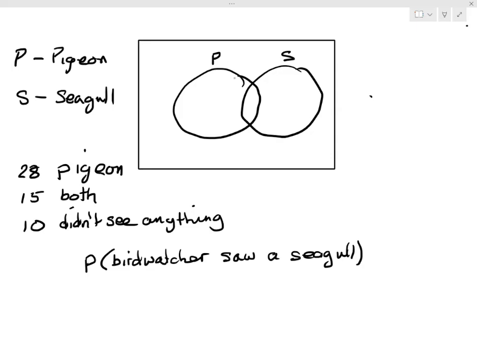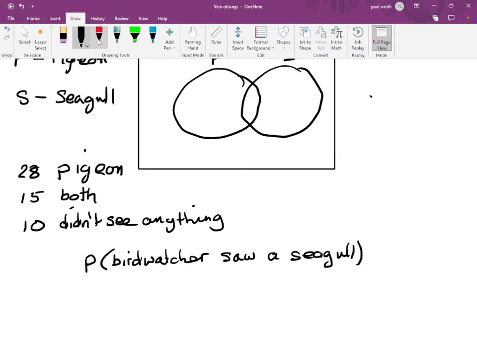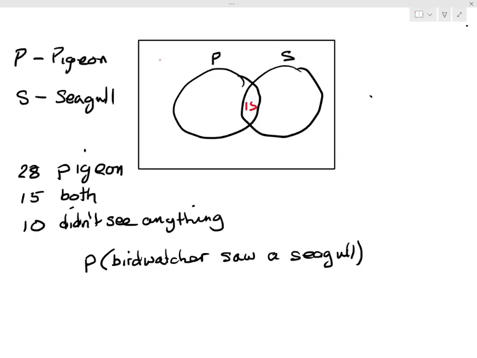So let's fill these in. 15 saw both, fill it in with different colours so it's all lovely and colourful. 10 didn't see anything, so they can go down there. 28 saw a pigeon. 15 we know about, so there must be 13 in there. So how do we do this? The seagulls. How many people were there altogether? Forgot that bit. 50 people altogether.